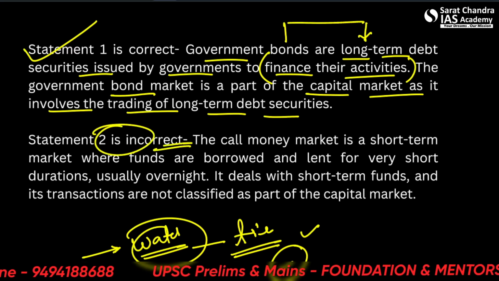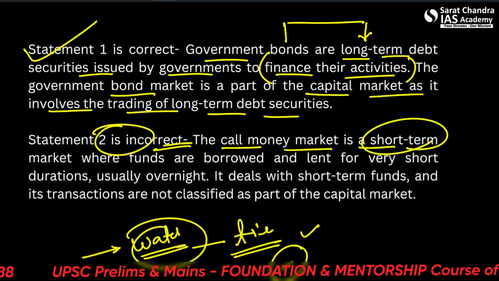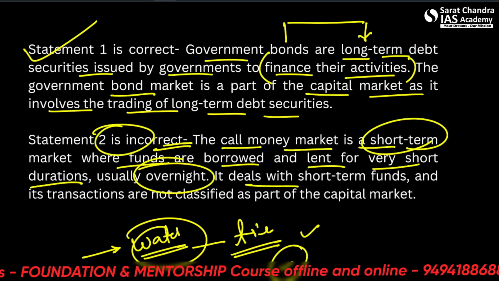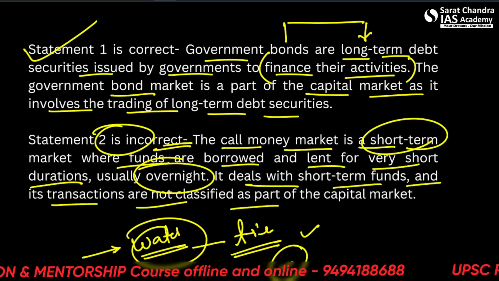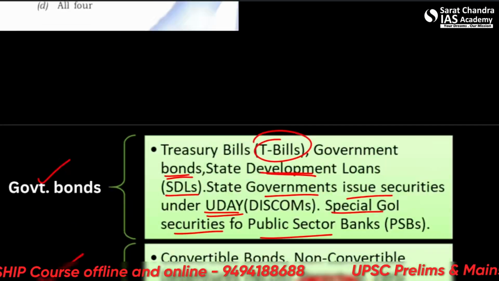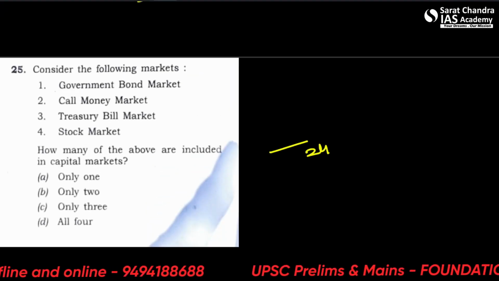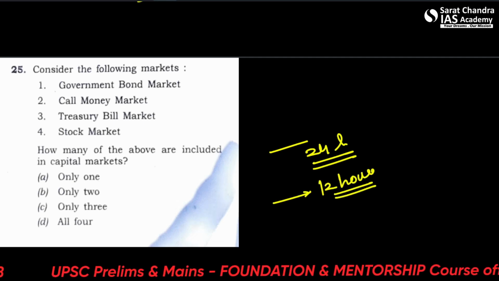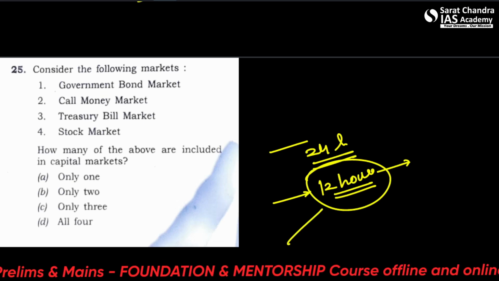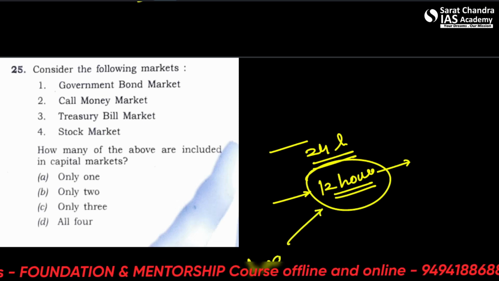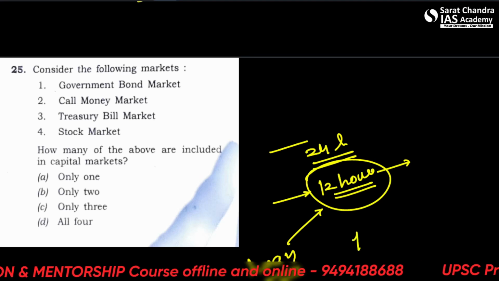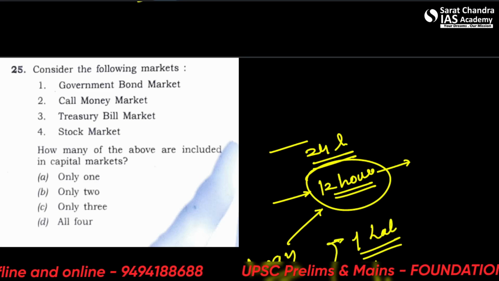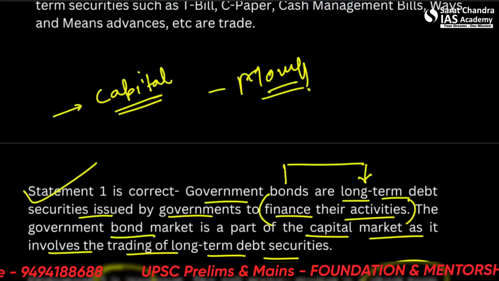Statement 2 is incorrect. Why? The call money market is short-term, where funds are borrowed and lent for very short durations, usually overnight. It deals with short-term funds and its transactions are not classified as part of the capital market. If something is happening overnight, let's say for 24 hours or 12 hours, then this money will not increase the capital of whatever venture has taken this loan. If you have 1 lakh rupees for 1 day, there will be no increase in your capital overnight.